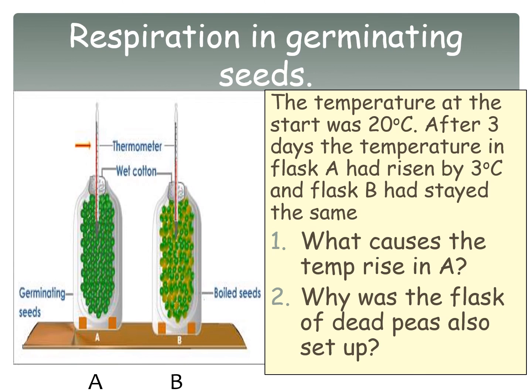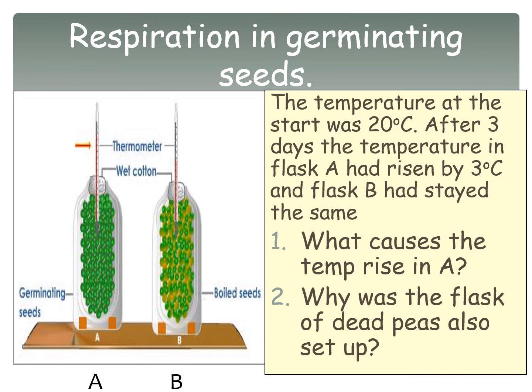So respiration in germinating seeds. The temperature at the start was 20 degrees Celsius. After 3 days, the temperature in flask A had risen by 3 degrees Celsius and flask B had stayed the same. So you've got your germinating seeds set up in A, and you've got your thermometer coming out, and you've got your boiled seeds set up in B.